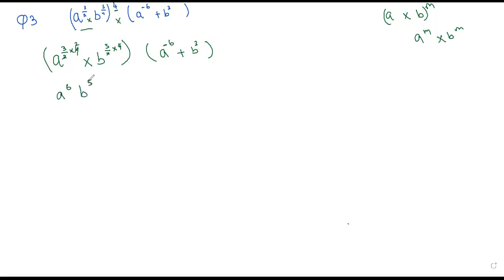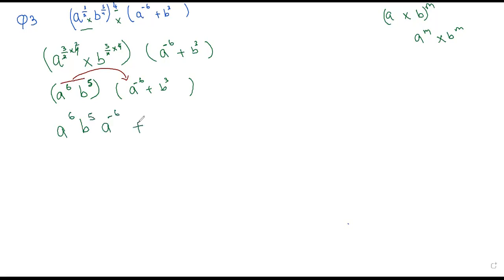Now, basically, we have an expression that is being multiplied to a sum. So this is very simple. We need to do it this way. First, we will multiply this whole thing with a to the power minus 6. So that would be a to the power 6, b to the power 5, a to the power minus 6.